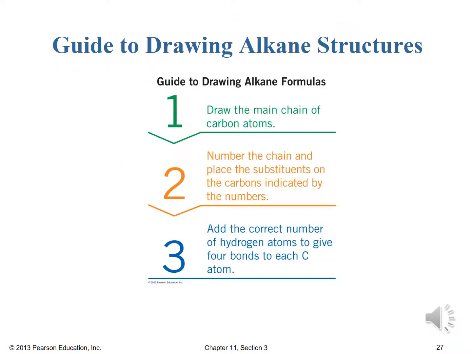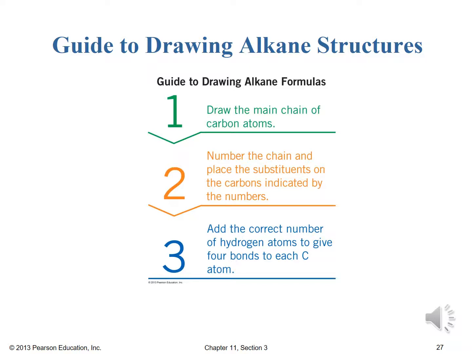All right, now that you're all masters of naming from structures, we've got to be comfortable going the other way. So here's our guide to drawing alkane structures from a name. So number 1, we draw the main chain of carbon atoms. Actually, it's better to have the name, in my opinion, because at least the name already tells you what the longest chain is, and you can always draw the longest chain from left to right in a straight line fashion if that's what you want to do for a condensed formula.